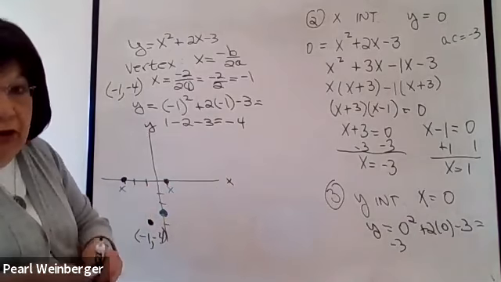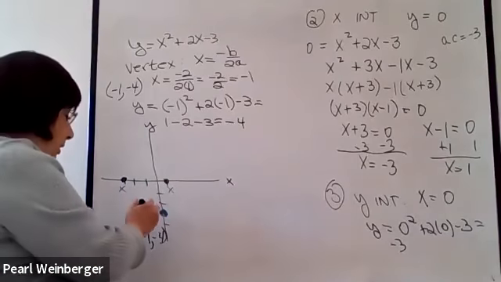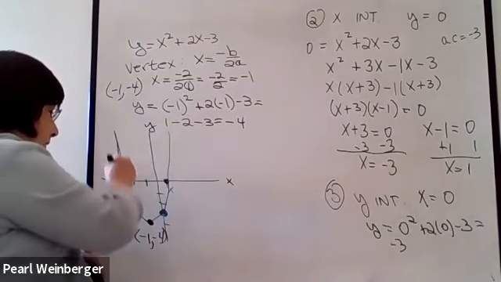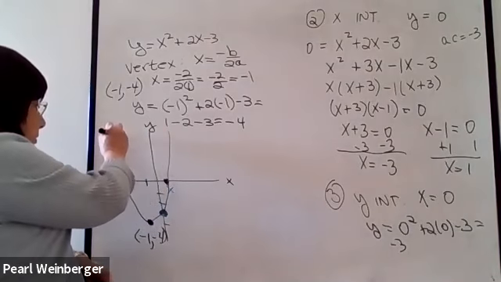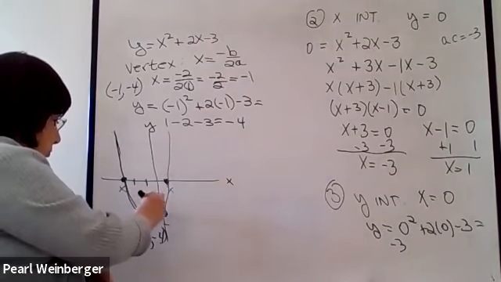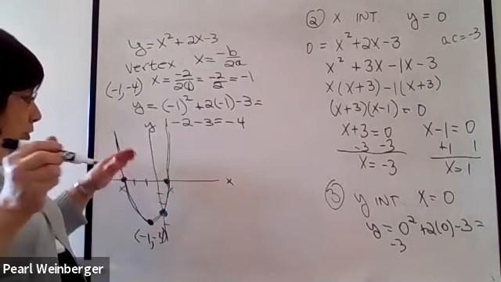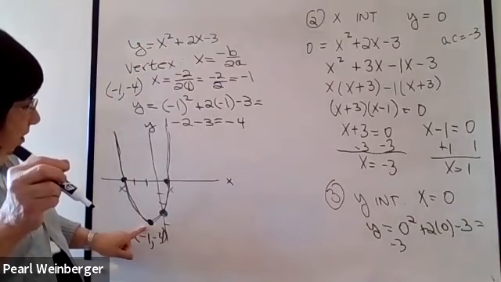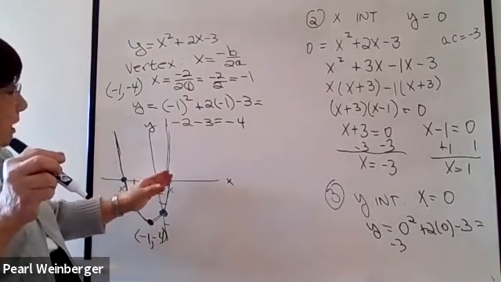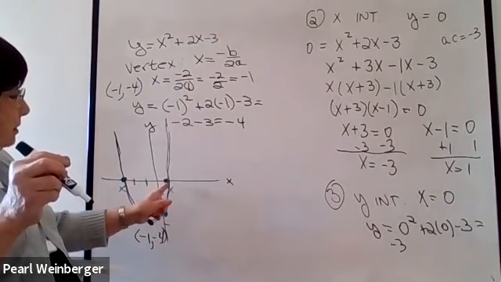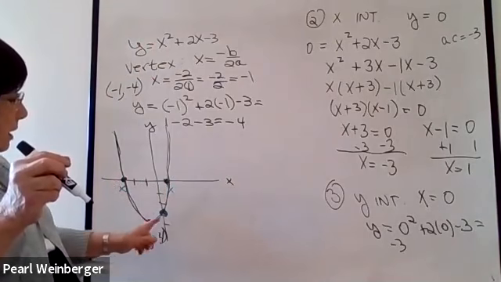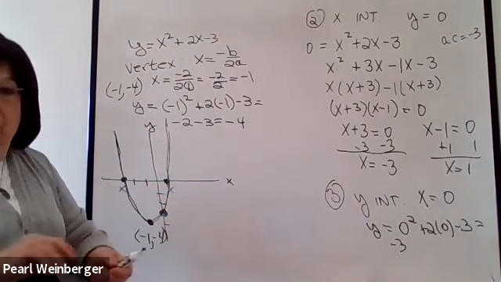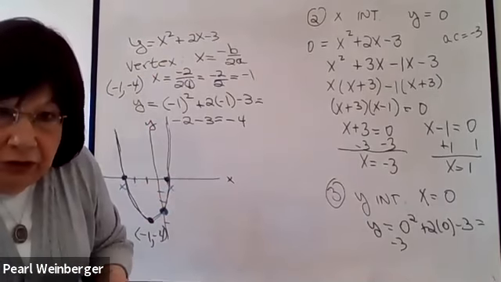Those help us draw it, but they're not so important. But of course, now that we have it, here is what our parabola should look like. It opens up because the A is positive. The vertex is at -1, -4. And we have x-intercepts at 1 and -3, and a y-intercept at -3. Any questions about this?